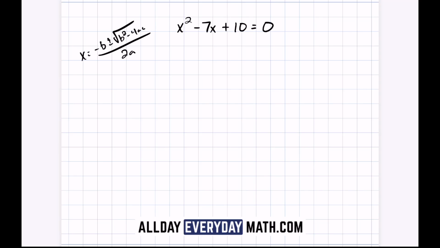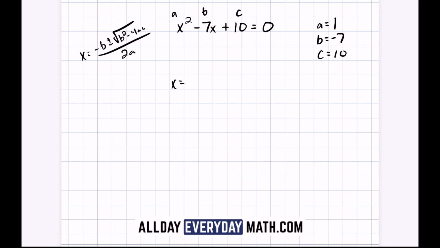And from our equation, we can just label the a, b, and c terms. And so that means that a is equal to 1 because there's an understood 1 in front of x squared, b is equal to negative 7, and c is equal to 10. So all we have to do is just plug in our numbers and solve for x.